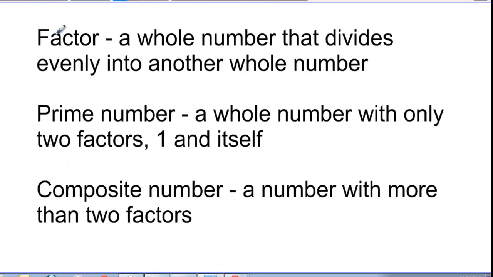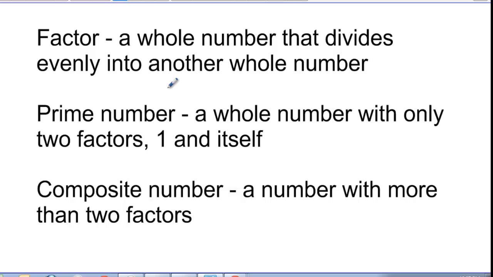Now, a factor is another term that people often confuse with multiples. So they get confused about what's a factor and what's a multiple. Multiple sounds like the word multiply. You have to take the number and multiply it by something else to get its multiple. A factor is a number that divides evenly into another whole number, and I'll be giving some examples of that in just a moment.